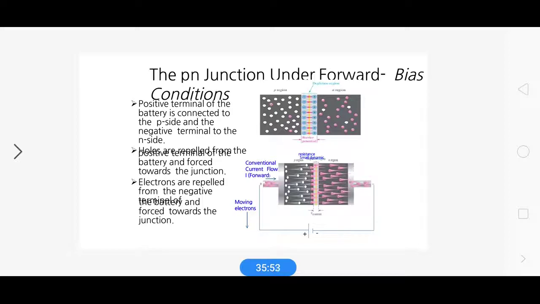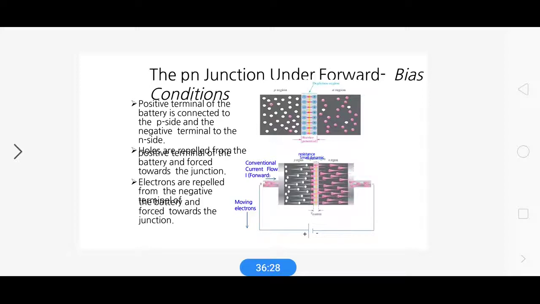And the holes and the electrons recombine with each other. So here these recombinations take place continuously. For each recombination of a hole and an electron, an electron starts from the negative terminal of the battery and enters into the N region. And in the same way, one electron can break a covalent bond and enter into the positive terminal of the battery.